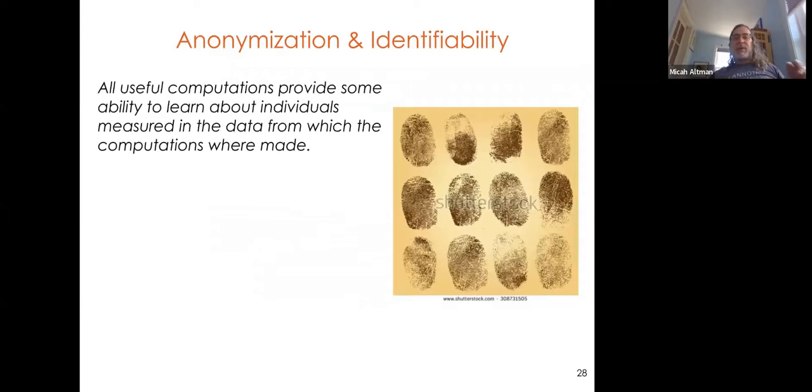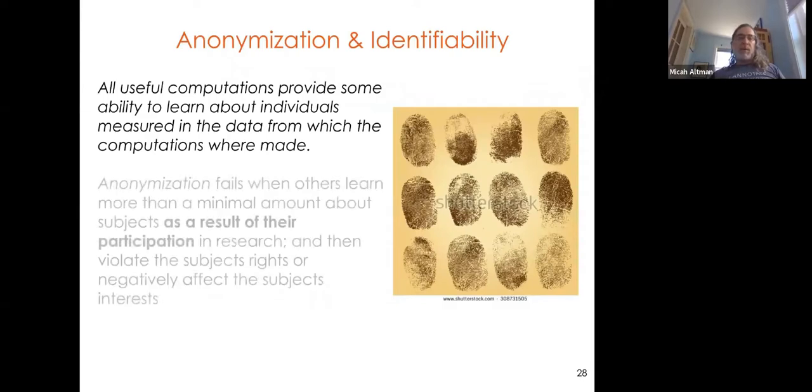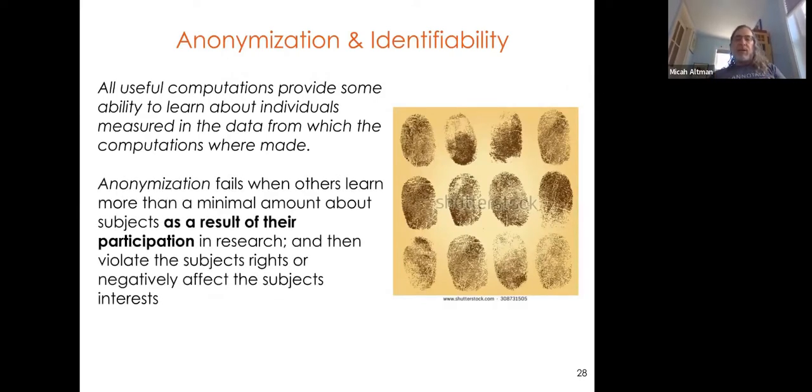So all useful computations provide some ability to learn about the individuals measured in the data from which the computations were made. We say anonymization fails when others learn more than a minimal amount because the person was involved in the data. So if I learn that you're more likely to have lung cancer and I deny you insurance because your risk of lung cancer in my eyes has gone up 20%, because you were part of that data process, and I would not have learned it if we had randomly sampled a bunch of other people and done the same thing, then you violated my privacy.